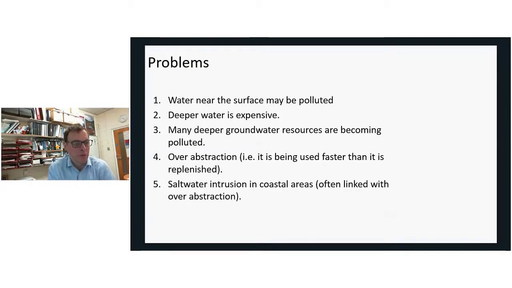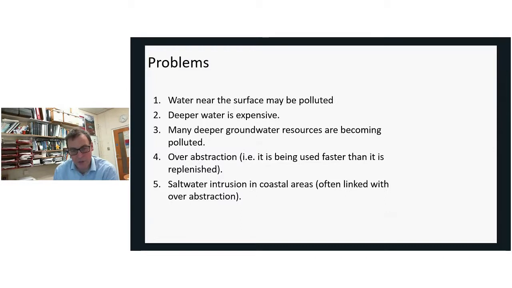So one of the problems we have is water near the surface can get polluted. Deeper water is expensive to extract. Some of it's quite old as well, so perhaps not renewable. Many deeper groundwater resources are becoming polluted as pollutants move from the surface into the subsurface. Over abstraction can lead to depletion, and saltwater intrusion is an issue in coastal areas.